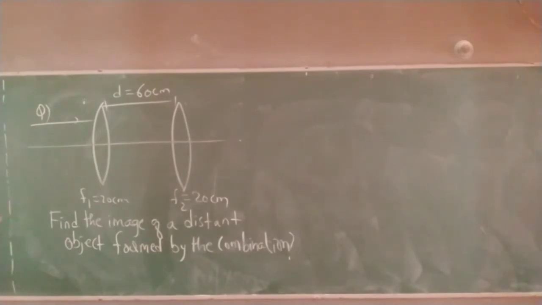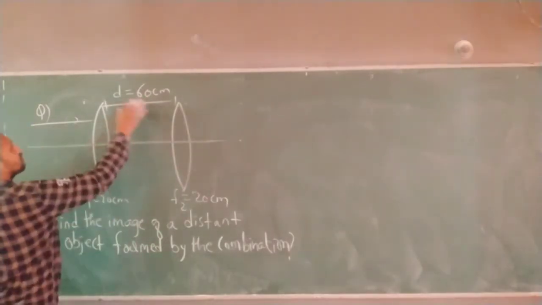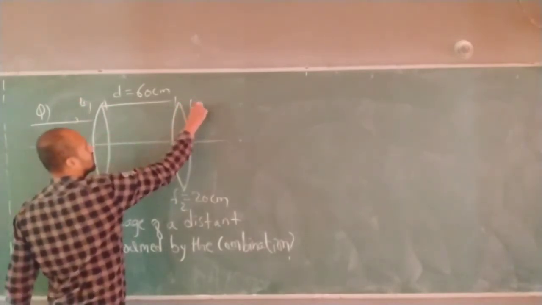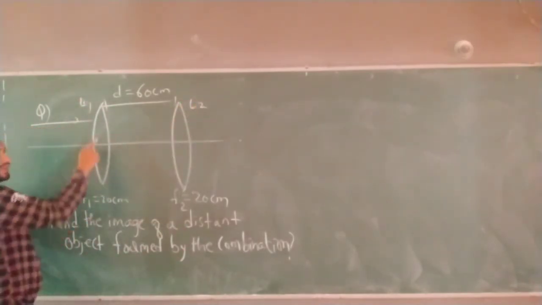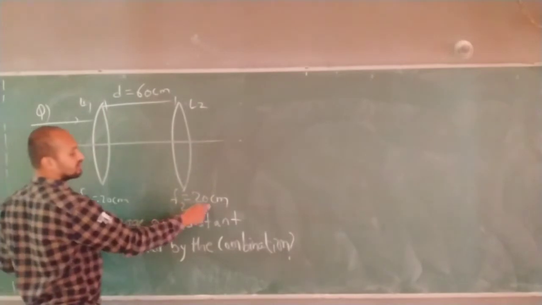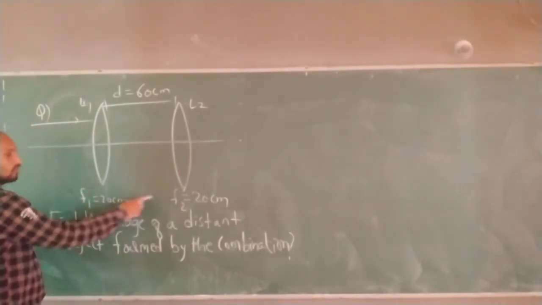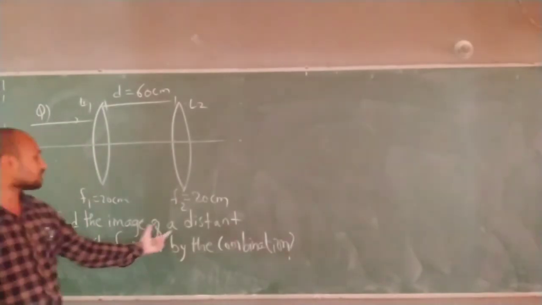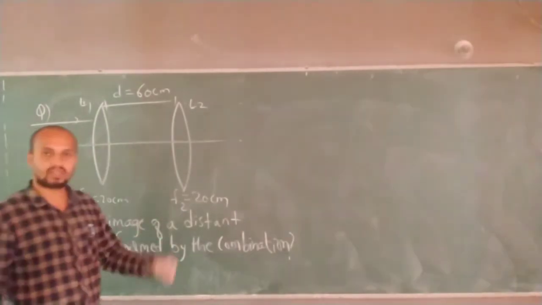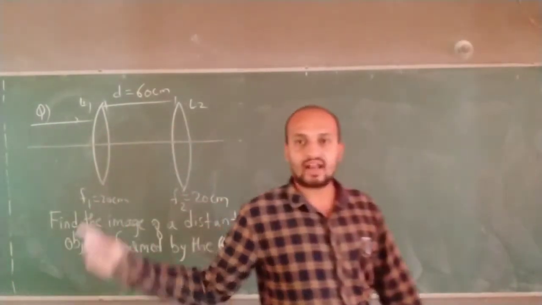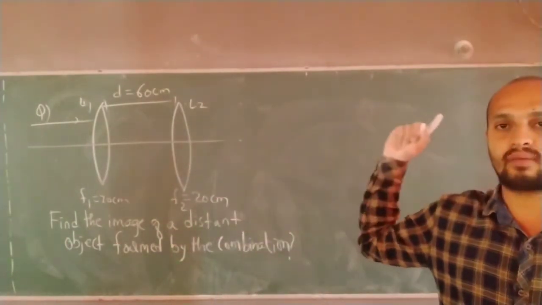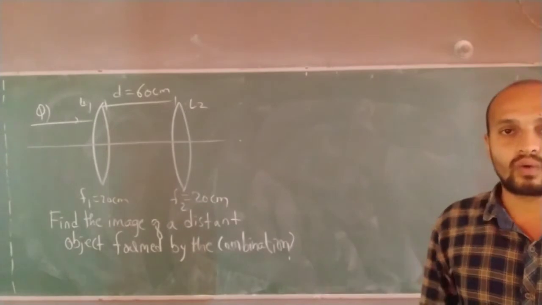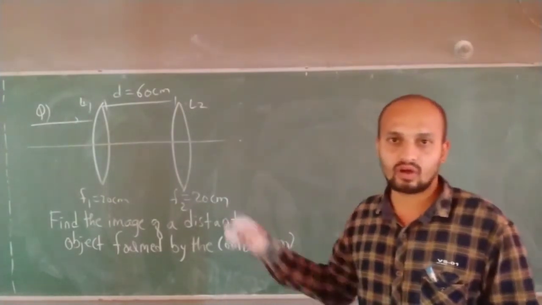See, two lenses are given which are being placed at distance d. One object is coming. Let us take this as L1 lens, L2 lens. Focal length of this lens is 20 cm. Both of them have the same focal length, 20 cm. Find the image of a distant object formed by the combination. After passing from infinity, when that light ray comes and falls on the lens L1, what is the final image formed due to this combination?